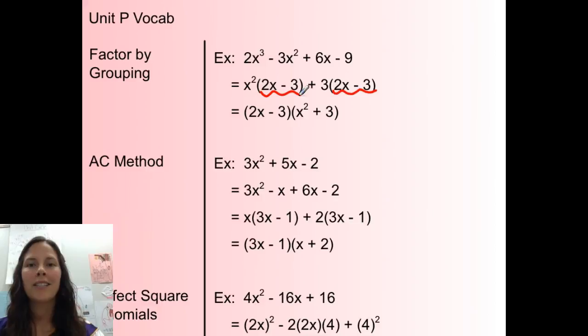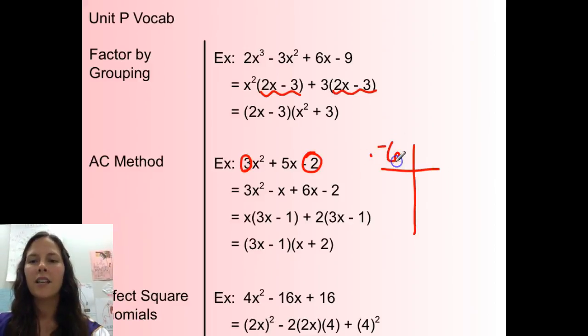The AC method is another way of factoring by grouping. You multiply the leading coefficient by the constant, set up a t-chart again: what multiplies to -6 and adds to 5? So very similar to the t-chart method, but unlike the t-chart method, you can't just throw those answers into a binomial. You have to factor by grouping.